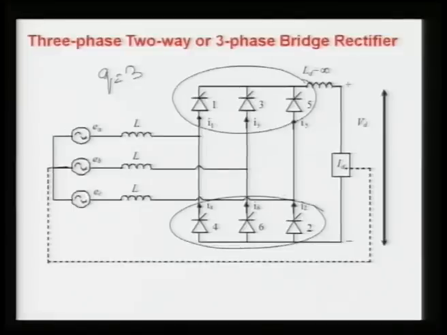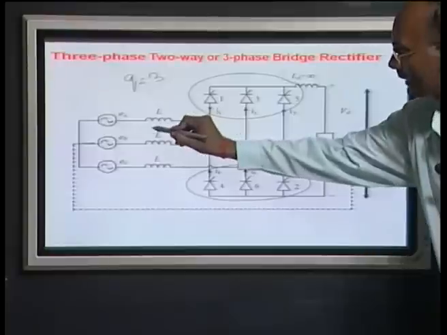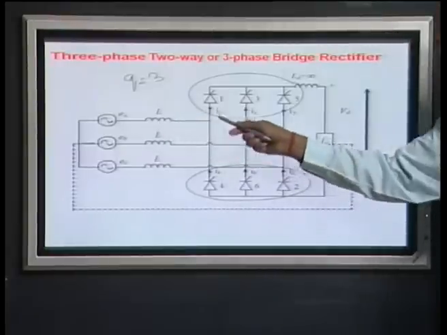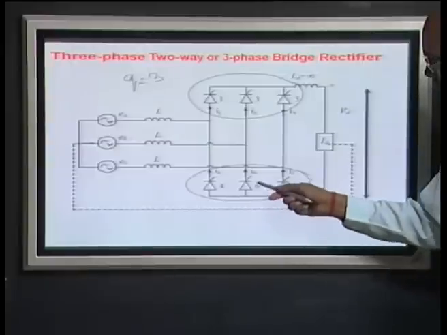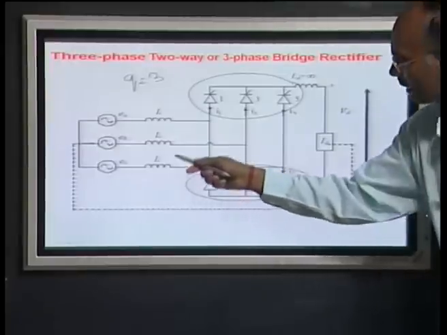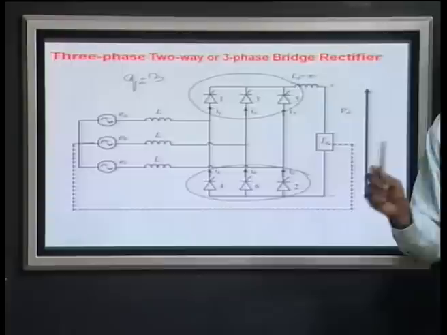So, here Q is 3. What will be S? S will be 2, of course, because you will see that one valve is conducting, let us suppose this one, and then finally maybe your 1 or 6 is conducting here, meaning 2 voltages and 2 valves come together.